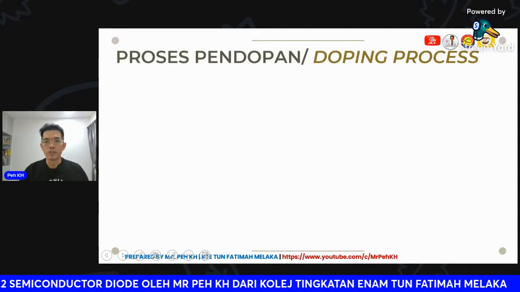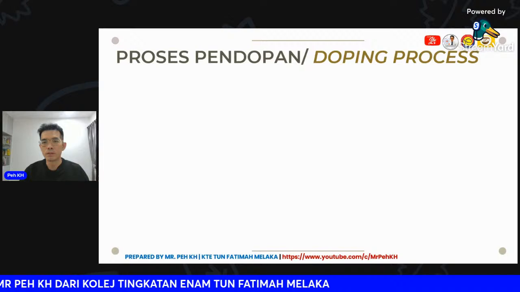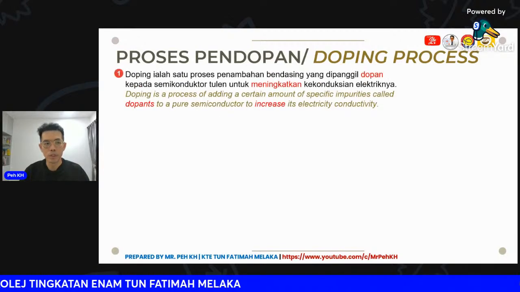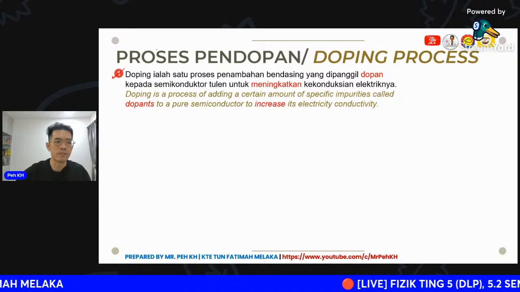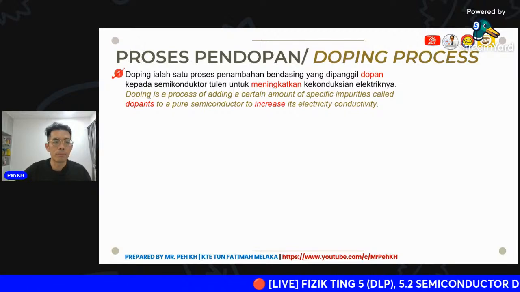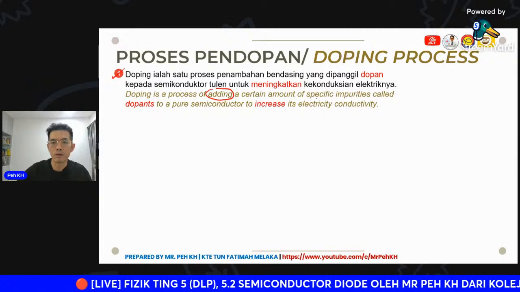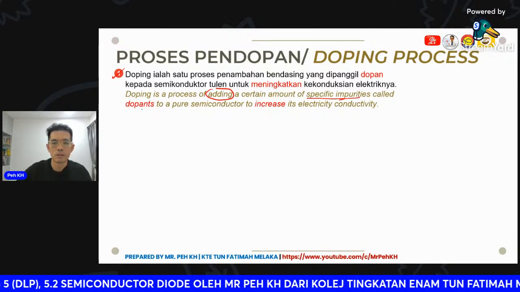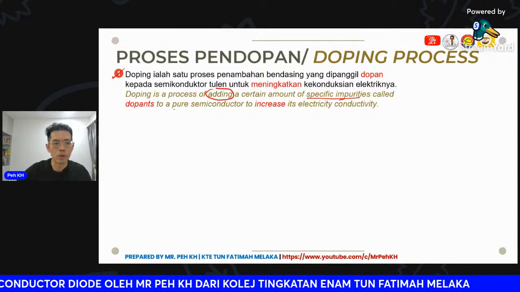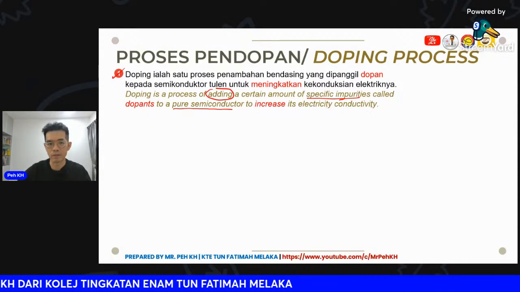Okay, so the next here will be the doping process. So what is the doping process? The definition is stated in the first sentence here. Doping is a process of adding a certain amount of specific impurities called dopants to the pure semiconductor to increase its electrical conductivity.